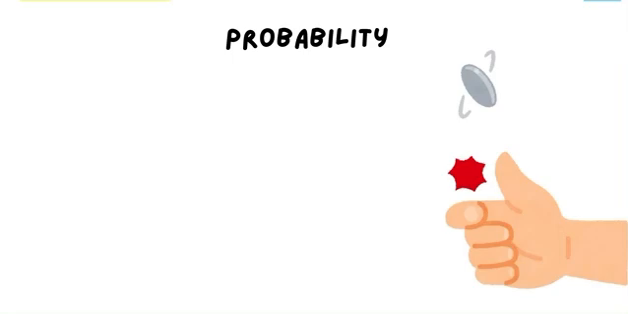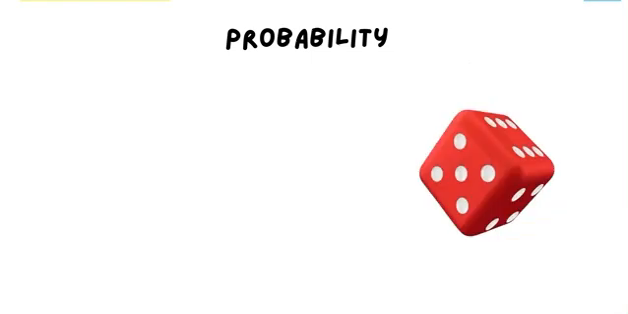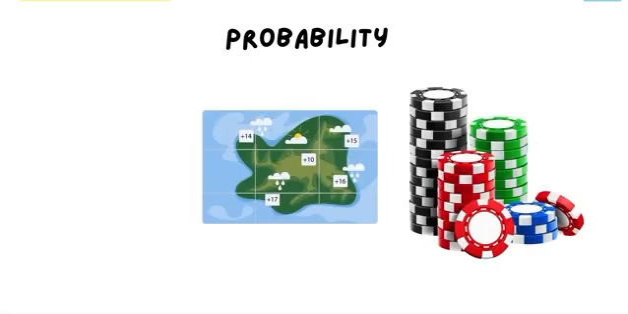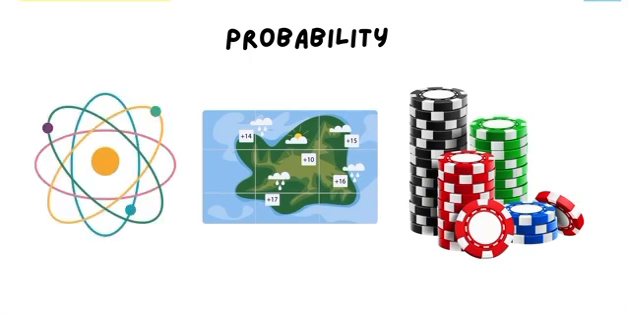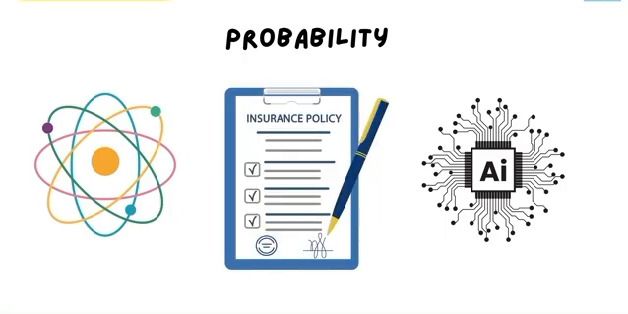If you flip a fair coin, there's an equal chance of getting heads or tails. Each has a probability of half. If you roll a fair dice, the chance of landing on any number 1 to 6 is 1 out of 6. It's used in gambling, weather forecasting, quantum mechanics, AI, or machine learning to be specific, in order to predict outcomes from data, and even in insurance calculations. Every time you take a risk, probability is at play.